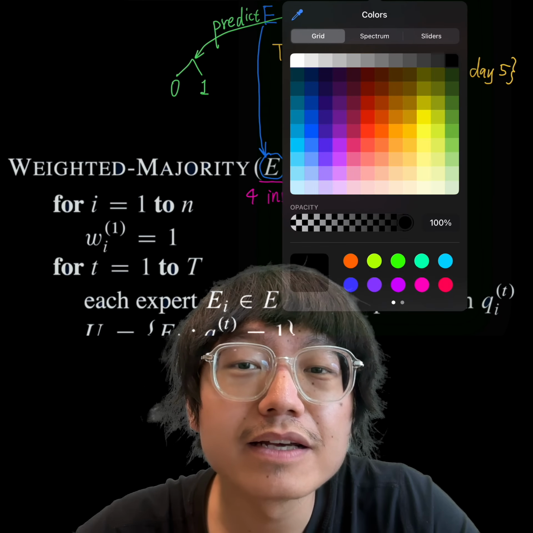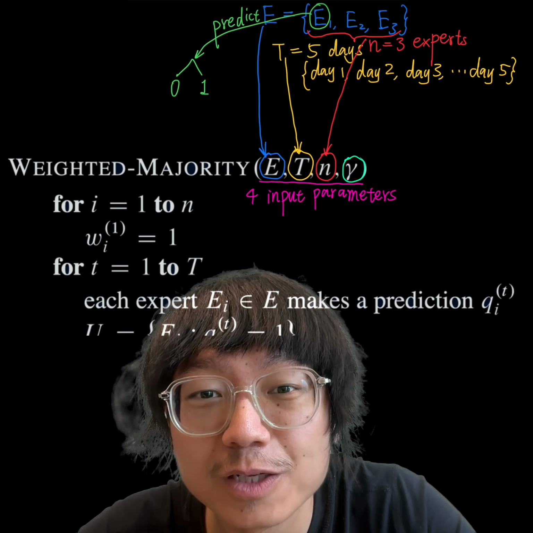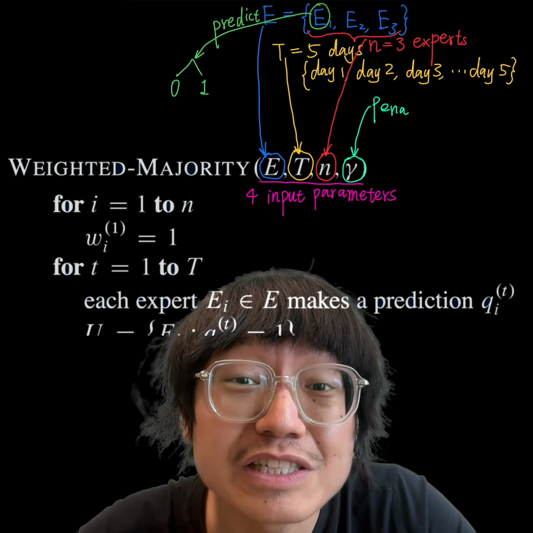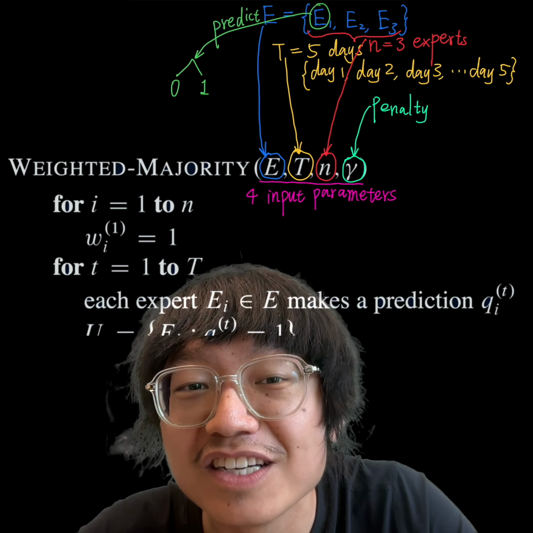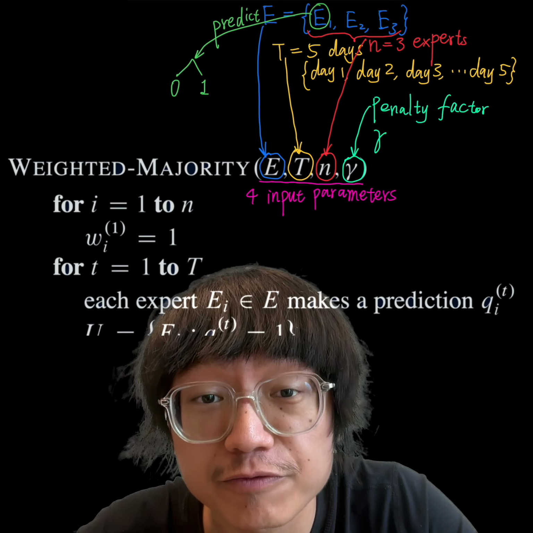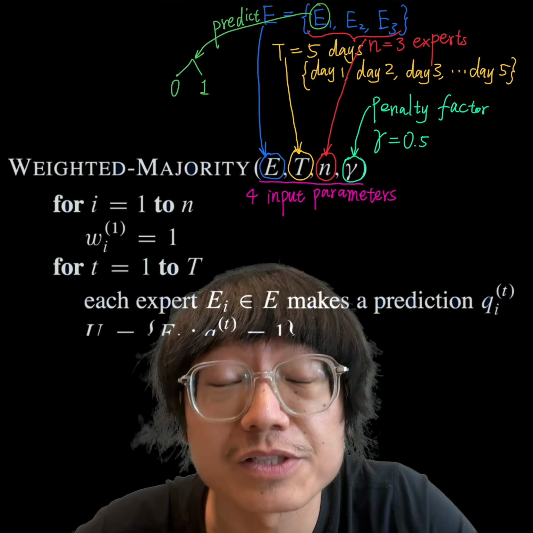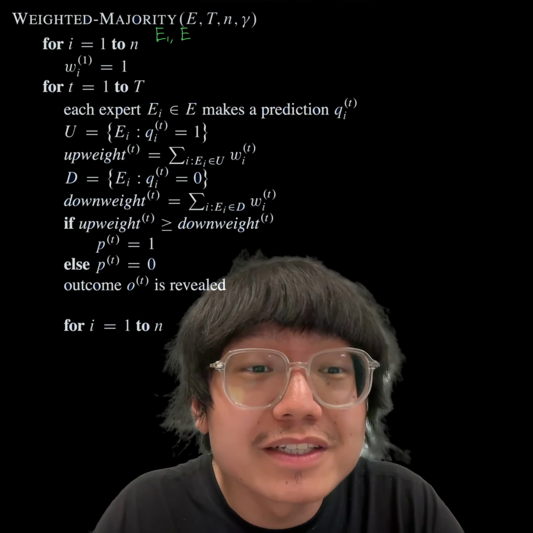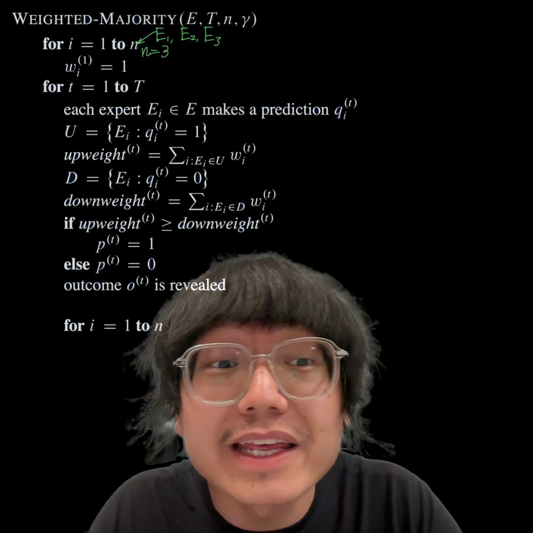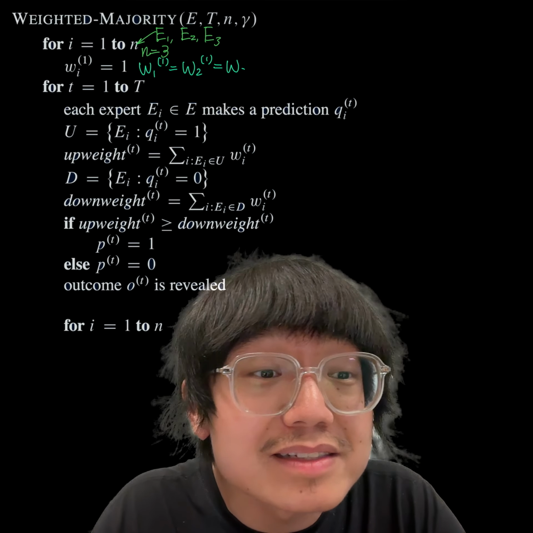The parameter gamma is a penalty factor that controls how much an expert's weight is decreased when they make an incorrect prediction. It determines the rate at which the influence of incorrect experts is diminished over time. In our example, gamma was set to 0.5, meaning that each time an expert was wrong, the weight was halved. First, we have 3 experts, E1, E2, and E3, so n is 3, and we trust each expert equally, so all of them have weight 1.